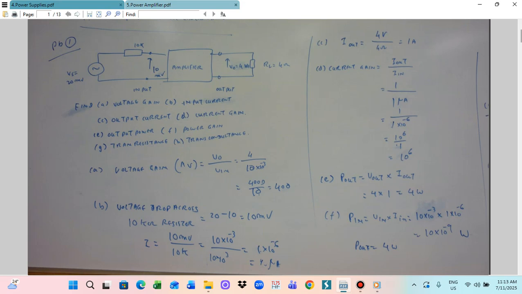Input voltage is 10 millivolt, 10 into 10 power minus 3. Input current is 1 into 10 power minus 6. So the input power is 10 into 10 power minus 9. So we got the input power, and you can also calculate the output power as 4 watt.